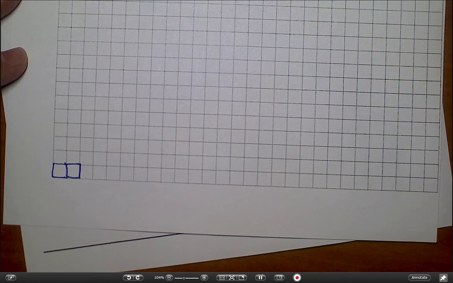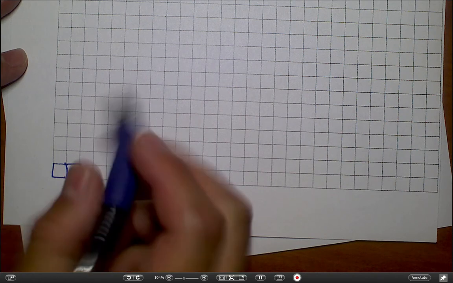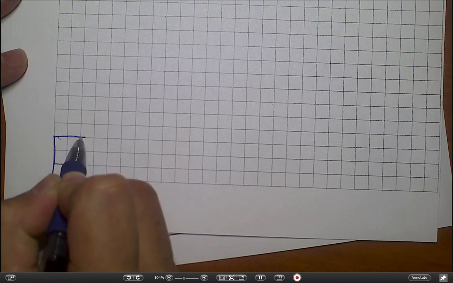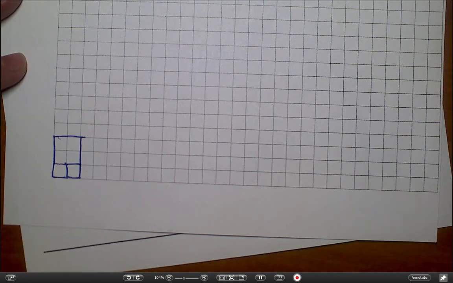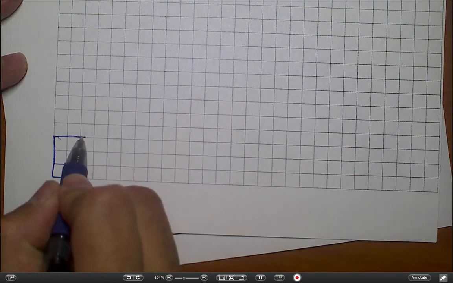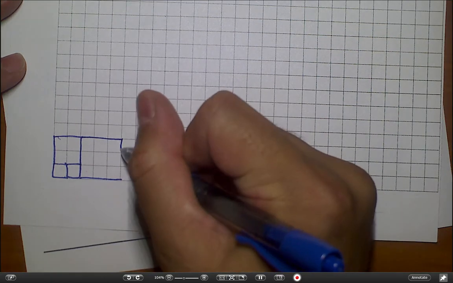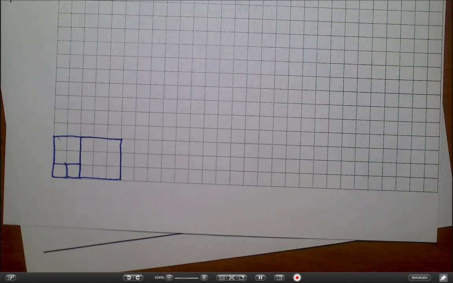And now the next one. How big is the next one? Twice. It's going to be a 2 by 2. How big is the next one going to be? 2 by 3. 3 by 3. Watch this. 1, 2, 3. How big do you think the next one's going to be?